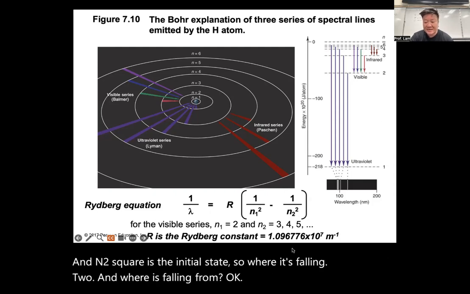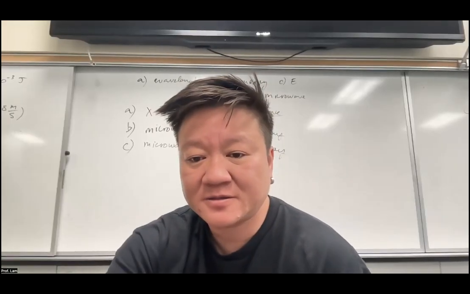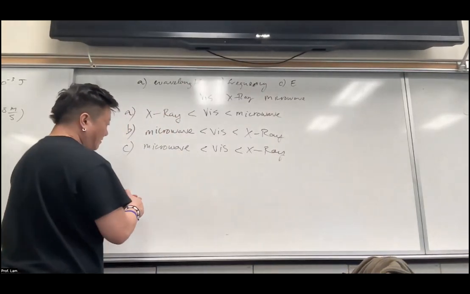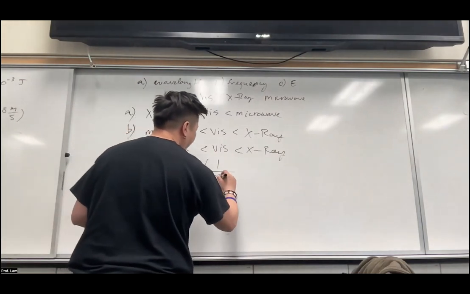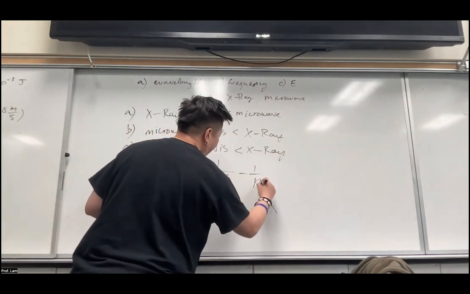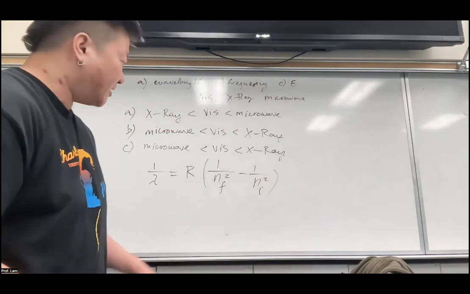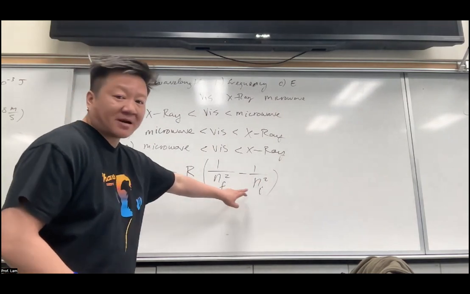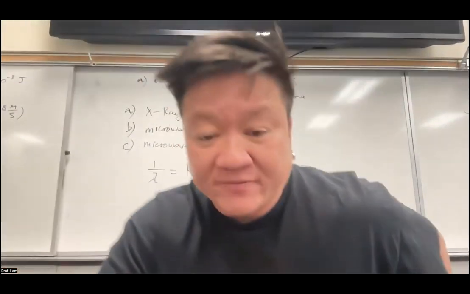So I would rewrite it like this, actually. 1 over lambda equals R times 1 over nf squared minus 1 over nx squared. I think that's easier to read than n1 and n2. So just see what the final state is minus the initial state, and you can get the wavelength for the transition.